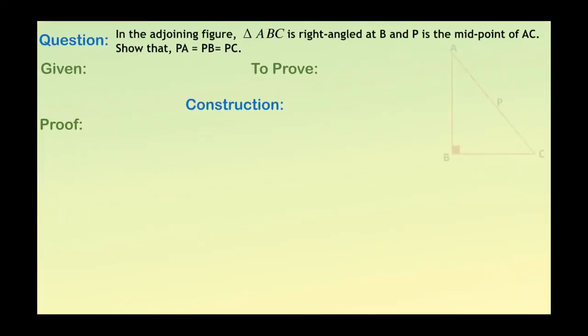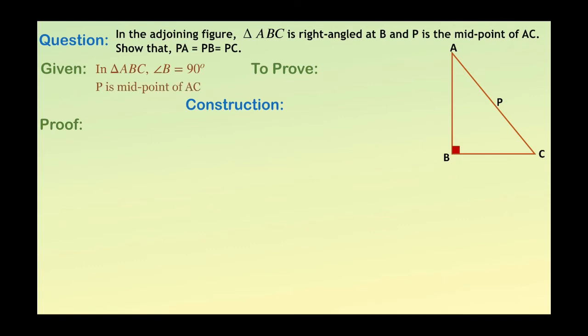Another question says that in the figure, triangle ABC is right angled at B and P is the midpoint of AC, that is the hypotenuse. We have to show that P is equidistant from all the three vertices of this right angled triangle. That means we have to prove PA equals PB equals PC. So we are given a right angled triangle with B equals 90 degrees and P is the midpoint of AC, and we need to prove PA equals PB equals PC.